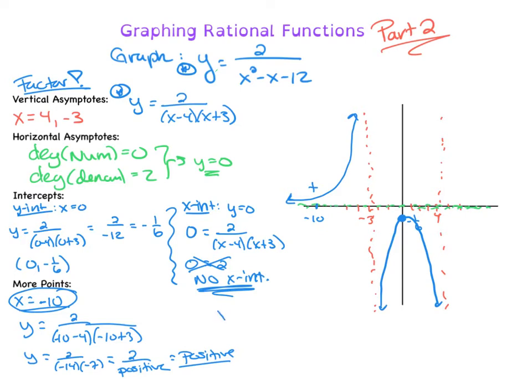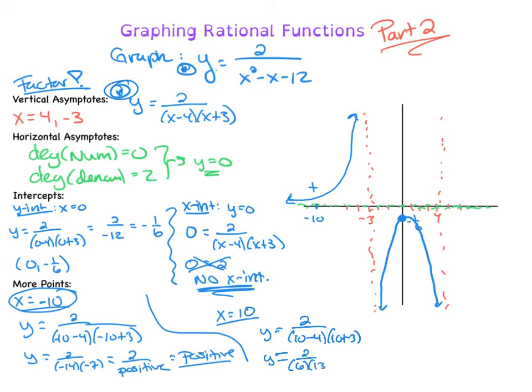Likewise, when I plug in x equals, let's say, positive 10, give myself some space here, and let me clean that up a little bit, otherwise it looks like a 16, which would be fine, but I want it to look like a 10. When we plug this in, we've got y equals 2 over (10 minus 4)(10 plus 3). Again, I'm plugging it into the factored version. I have y equals 2 over 6 times 13.